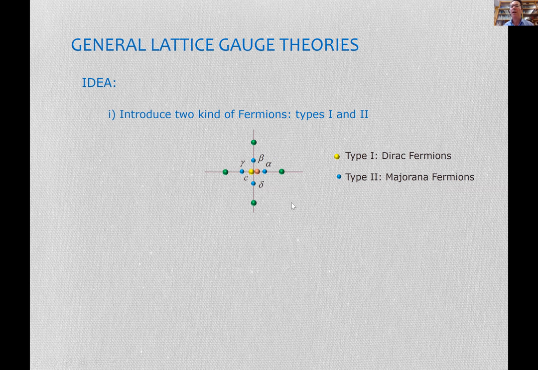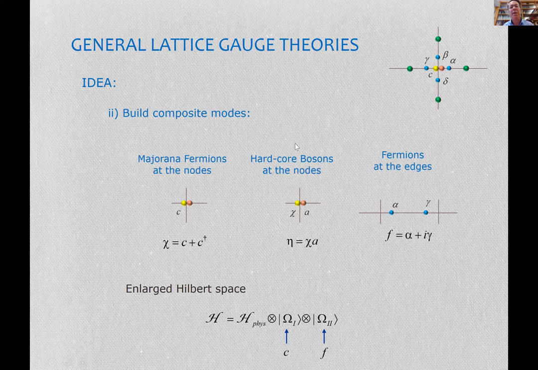Now, with these degrees of freedom, you build composite modes. First you take these Dirac fermions, the yellow particles, and you define a Majorana operator, like C plus C dagger, with this fermion degree of freedom. Then you combine the yellow fermion and the red, original fermion into a new operator. Since it's a product of two fermionic operators, it will be like a bosonic degree of freedom, so it will commute with elements of this kind that are somewhere else. So with the auxiliary fermions that you add and the old fermion, you build a new kind of particle.